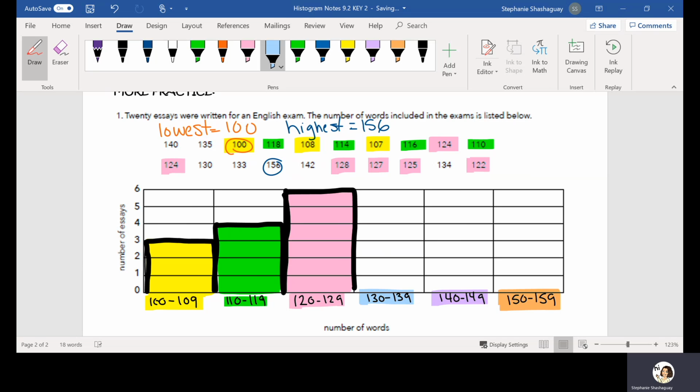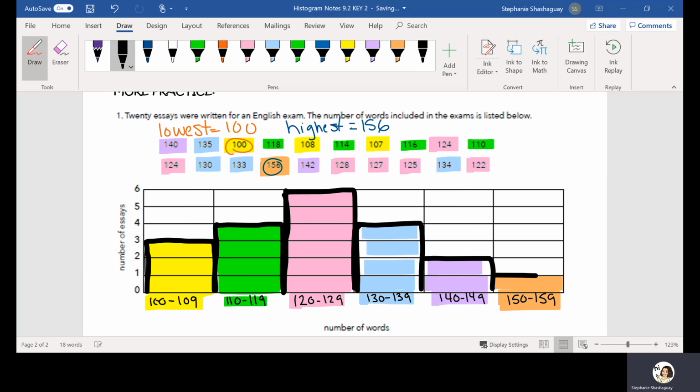But to look for my intervals 130 to 139, I'm going to have 135 and 130, 133, and 134. 1, 2, 3, and 4. Mark that off. 140 to 149, I have 140, 142. So I can fill those two in. And then finally, I have my one and only 156, which I would fill in here and graph as such. Okay, so that is how you finish and fill out a histogram.